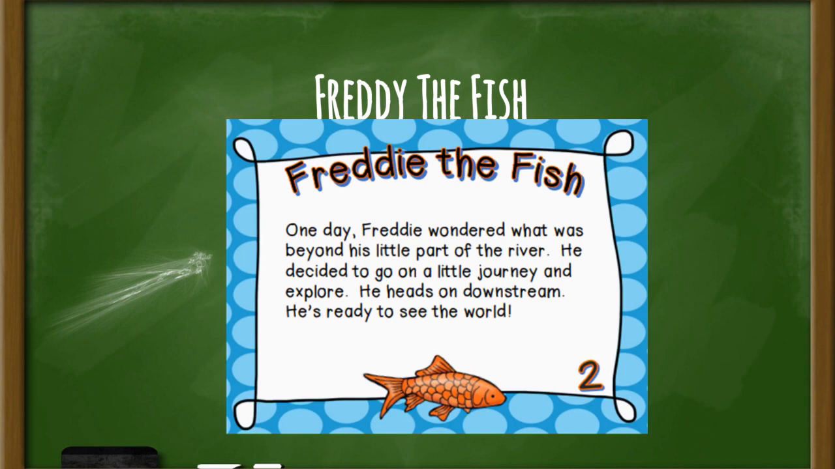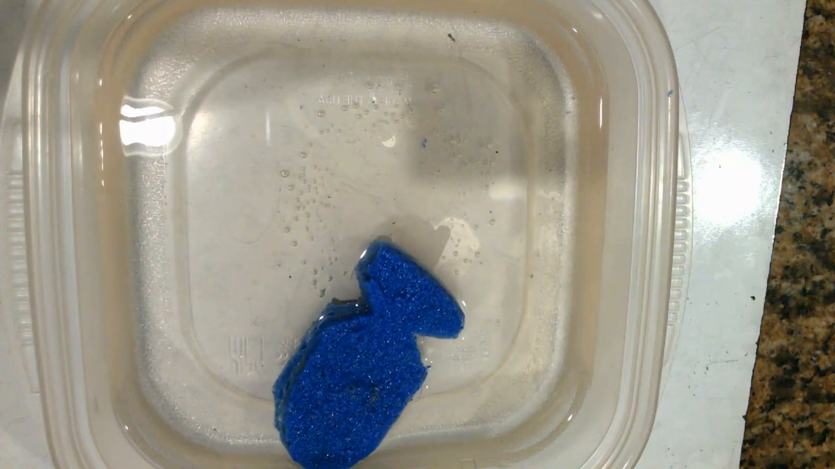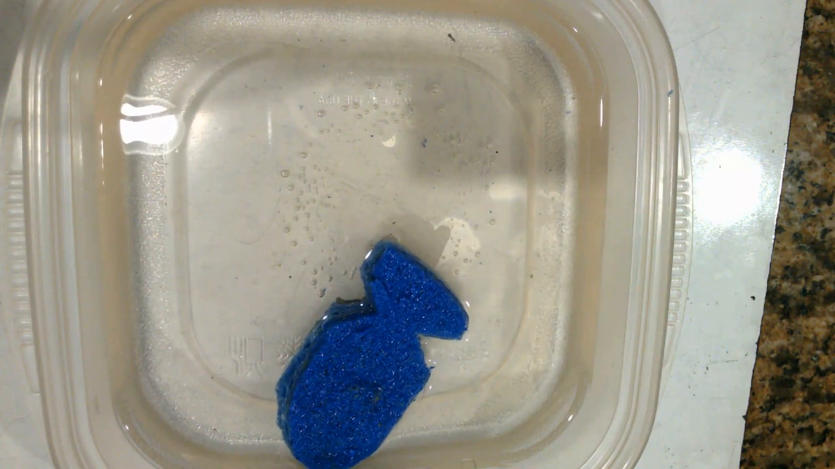Let's look at the start of Freddy's journey. One day, Freddy wondered what was beyond his little part of the river. He decided to go on a little journey and explore. He's about to head downstream, and we'll see Freddy explore what's around the corner. He's ready to see what's in the world. Let's see Freddy on his adventure now. This is our fish Freddy in the first part of his clear little river.